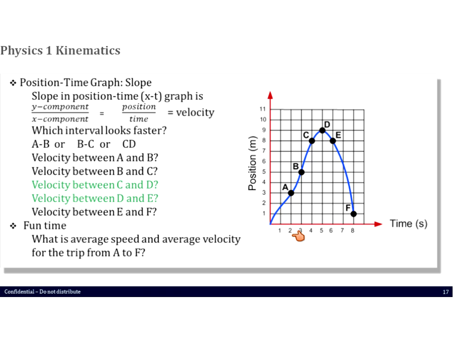Excellent. Okay, very good. Minus 2. Nice. Okay. So the displacement is always the final position minus initial position. What is final position? That is F, and that is 1. Initial position is A, that is 3. So the displacement is 1 minus 3. That is minus 2.